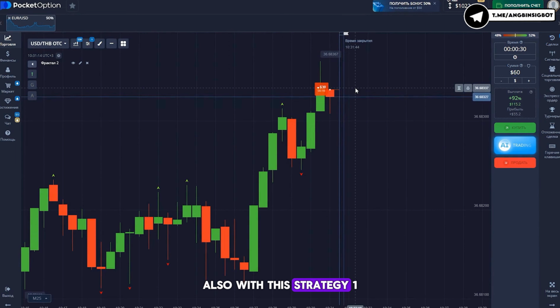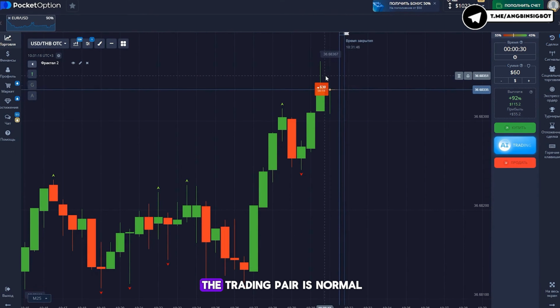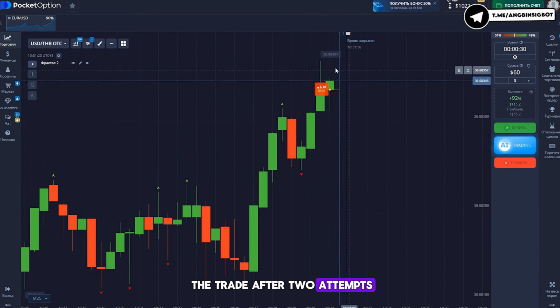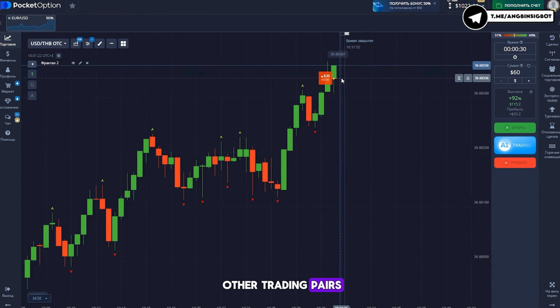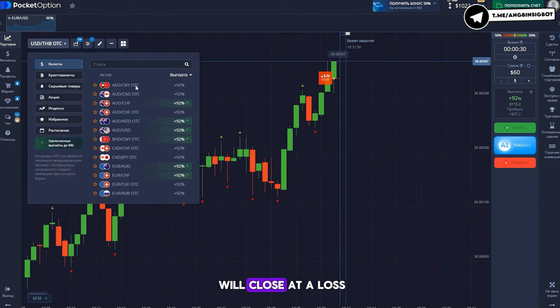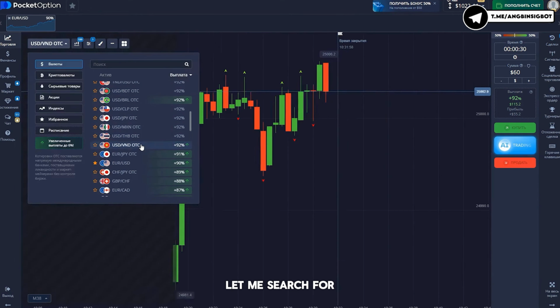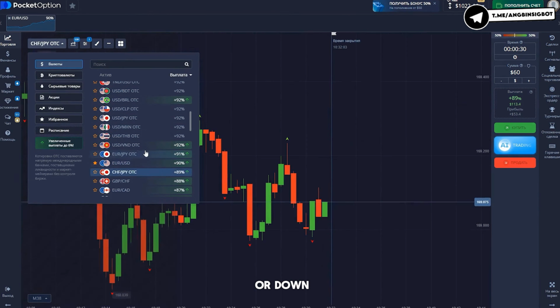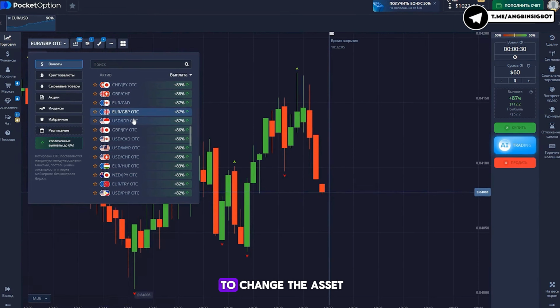Also, with this strategy, 1-2 follow-ups on the trading pair is normal. If you haven't closed the trade after 2 attempts, then move on to other trading pairs and look for similar situations. I think the trade will close at a loss. Let me search for another trading pair, because when the price is simply going up or down and there is no level, it is better to change the asset.